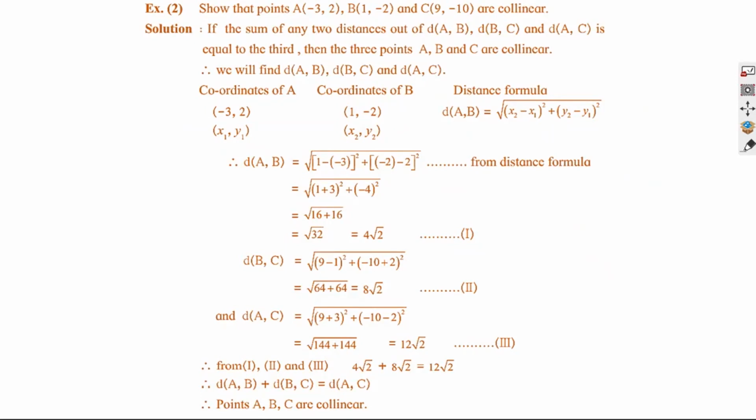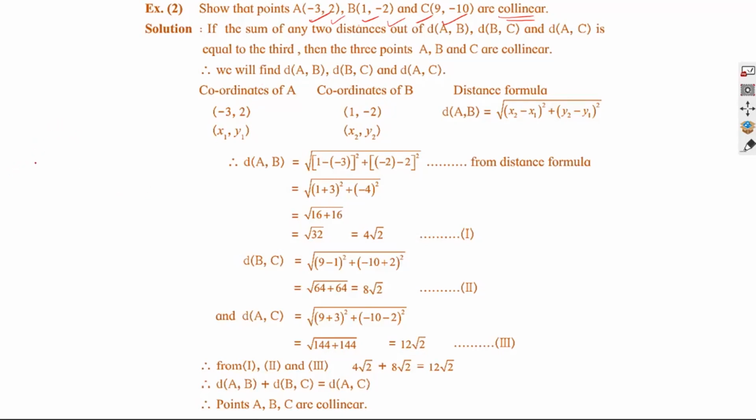Are they collinear? The question is, are they collinear? How to find out whether these points are collinear from these coordinate points? The technique is, since this is an important example, the teacher is explaining it: these are the coordinates of points A, B and C, correct? So we will use the distance formula to find the distance between AB, BC and AC. Why?